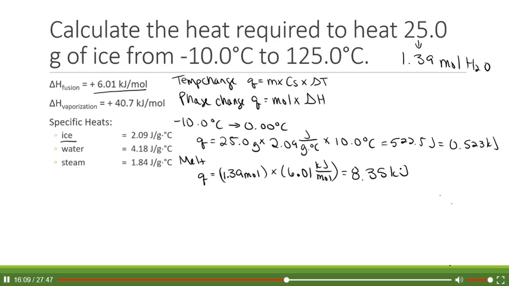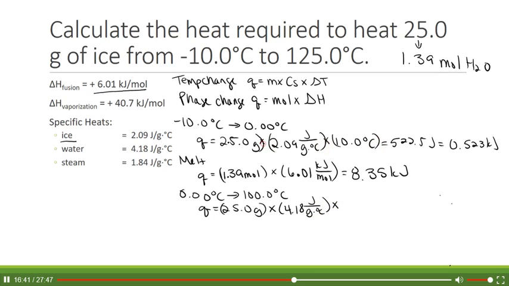Okay. Next, we're going to go from 0.0 degrees Celsius to 100 degrees Celsius. So we've melted. Now we're going between all of our temperature ranges of water. So Q is going to be equal to 25.0 grams times our specific heat of water, 4.18, times our temperature change, which will be 100 degrees.